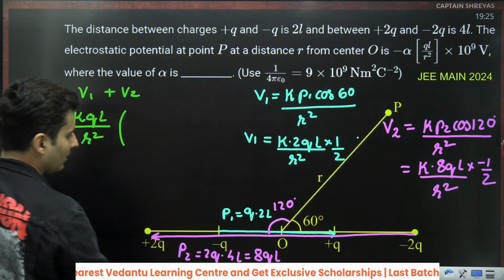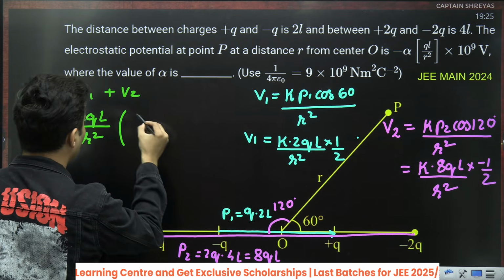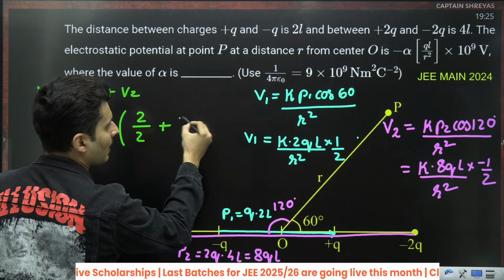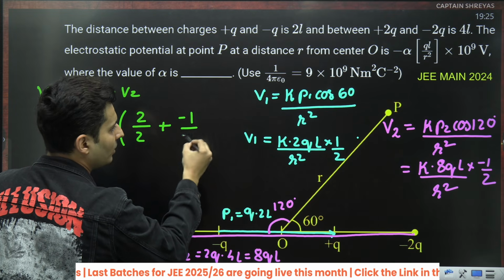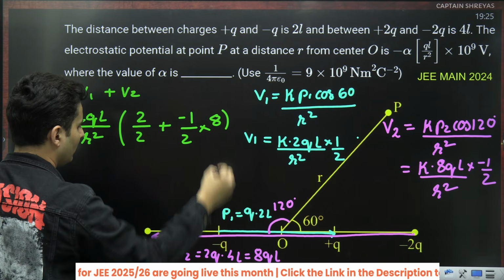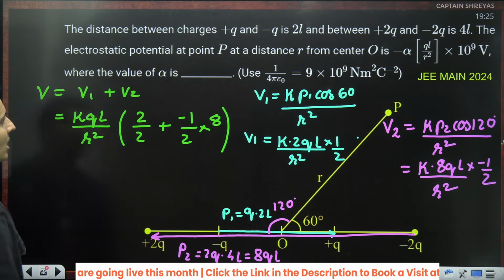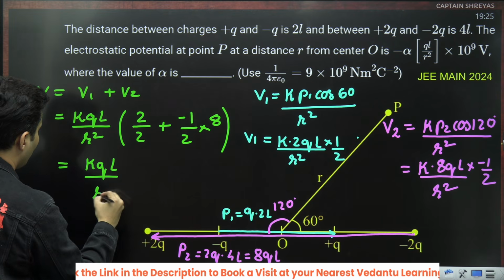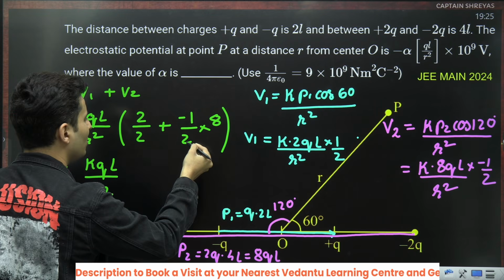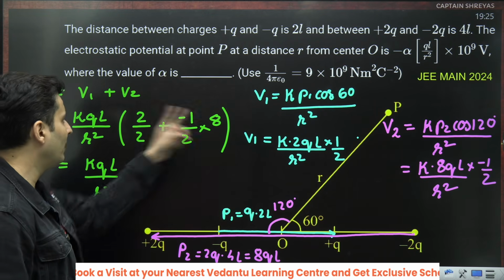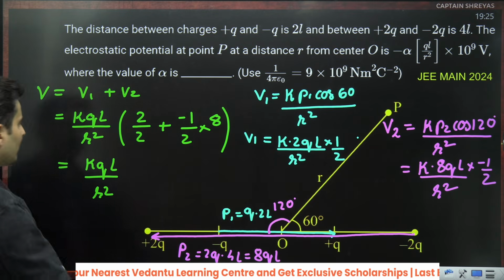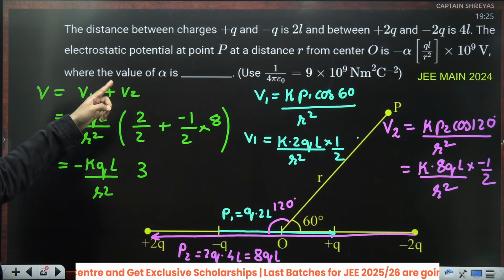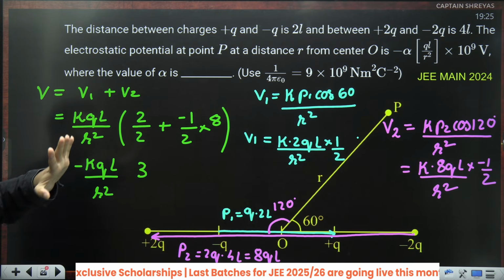What is left is, from here, I have the number 2 by 2, and from there I have the number minus 1 by 2 multiplied by 8. Perfect. This is what is being left over. So what do we have then? KQL divided by R square. 2 by 2 is 1, 8 by 2, that's 4. So that's minus 4. 1 minus 4 is minus 3. So we get the number 3 with a negative sign. So you can see over there, exactly similar answer is expected.